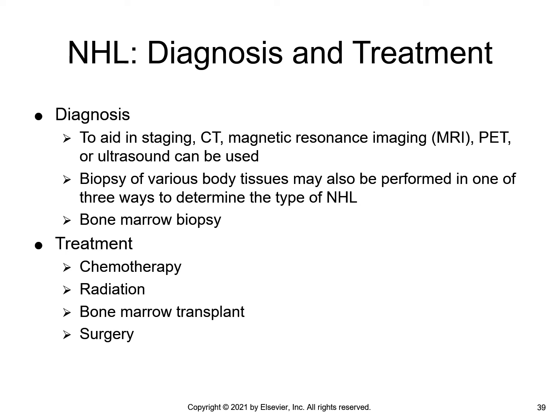The effectiveness of the treatment depends on the stage of the tumor at the time of the diagnosis and the type of lymphoma. Staging considers the number and location of the affected nodes, whether the nodes are on one or both sides of the diaphragm, and whether the disease has spread to other tissues. Biopsy of various body tissues may also be performed in one of three ways to determine the type of non-Hodgkin's lymphoma. It can be an excisional biopsy where the entire node is removed, an incisional biopsy where only a piece of the node is removed, or a fine needle aspiration where a needle is used to aspirate tissue from the mass of cells.